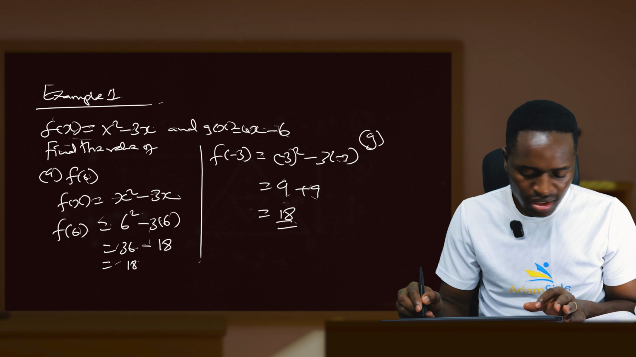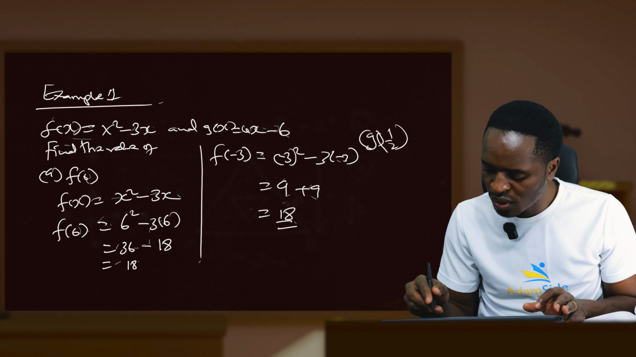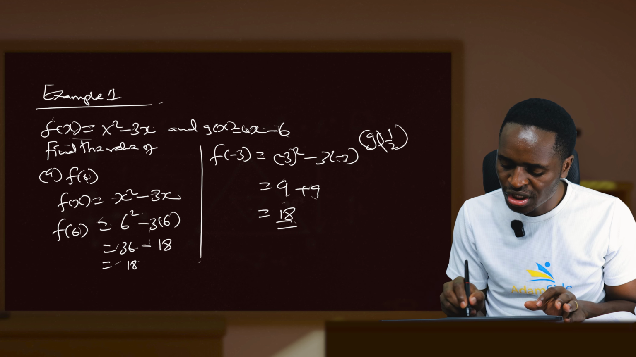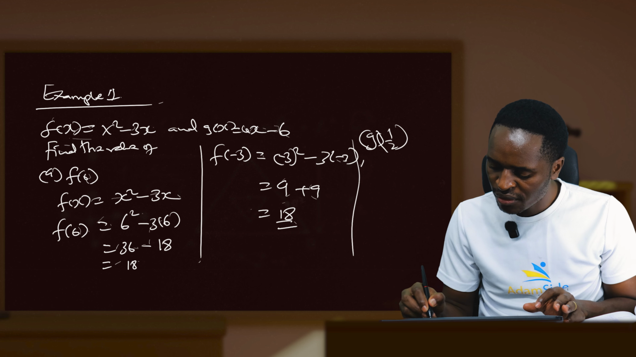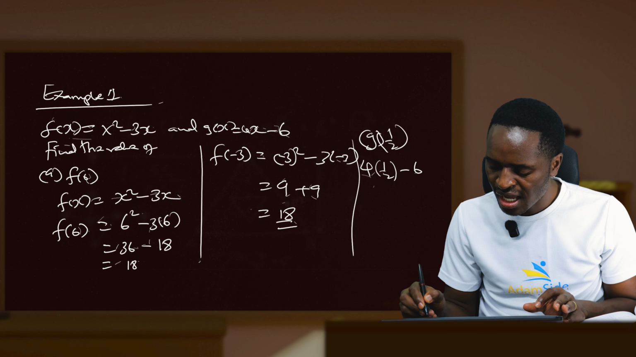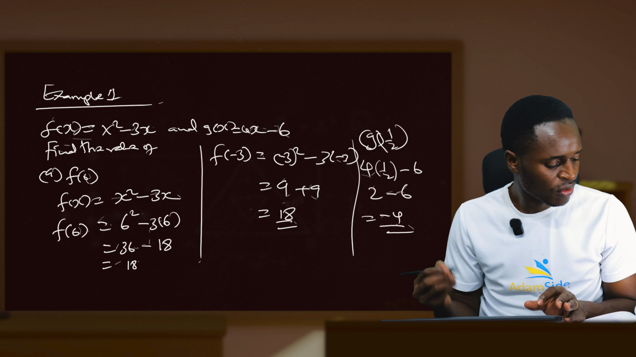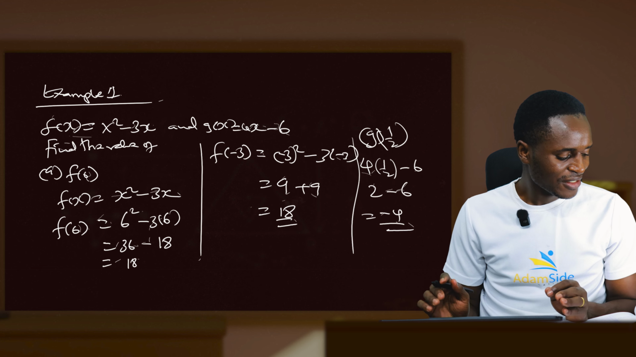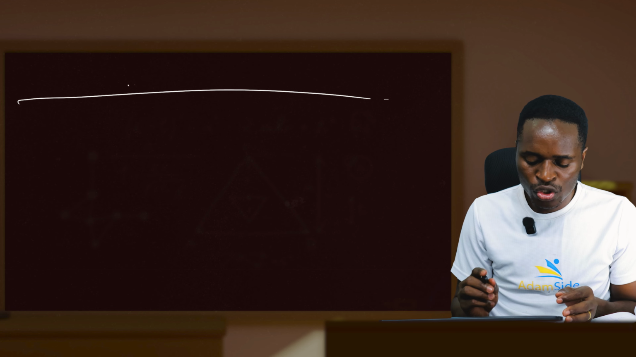You can say g a half. So input a half into the function g of x. So you replace it. You say there 4 times a half minus 6. A half of 4 is exactly 2. 2 minus 6, you get minus 4. Wow, that's fine. So you can see you can have many functions. And then let's go to a different question.